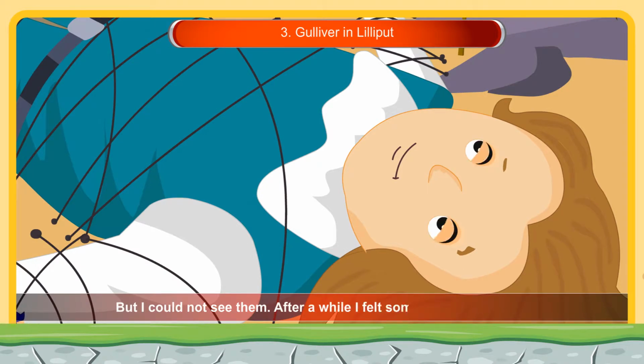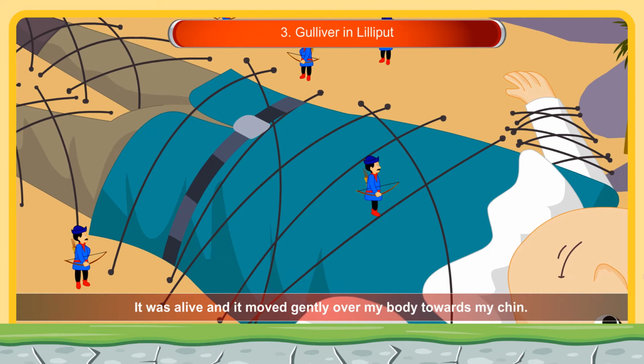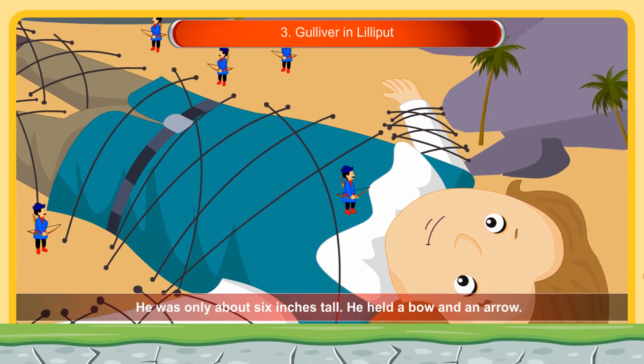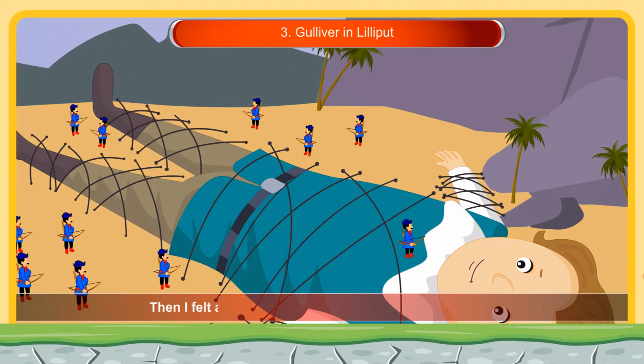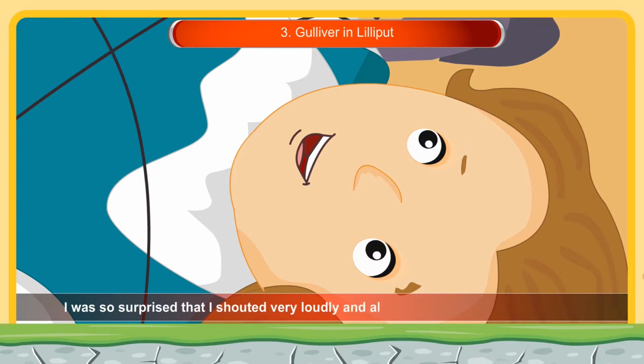After a while, I felt something on my left leg. It was alive, and it moved gently over my body towards my chin. Suddenly I saw, in front of me standing on my body, a very, very small man. He was only about 6 inches tall. He held a bow and an arrow. Then I felt about 40 more little people climbing over me. I could not believe it. I was so surprised that I shouted very loudly, and all the little people ran away in fright.